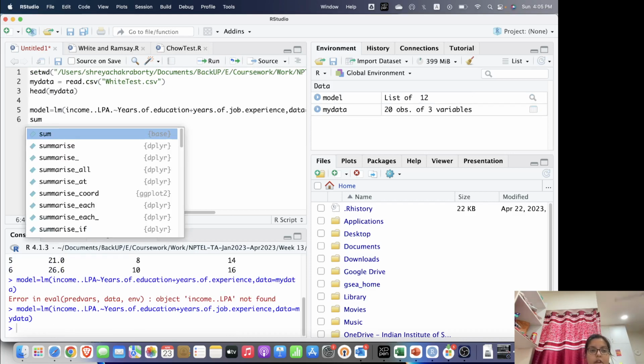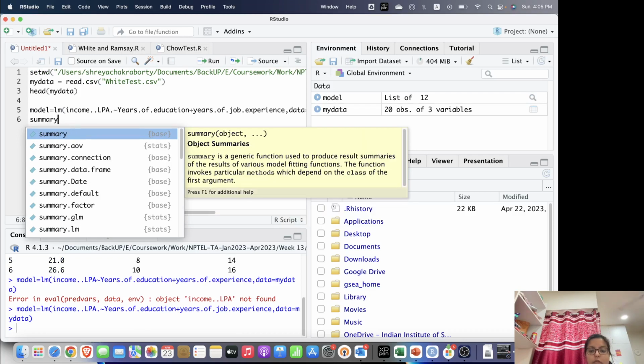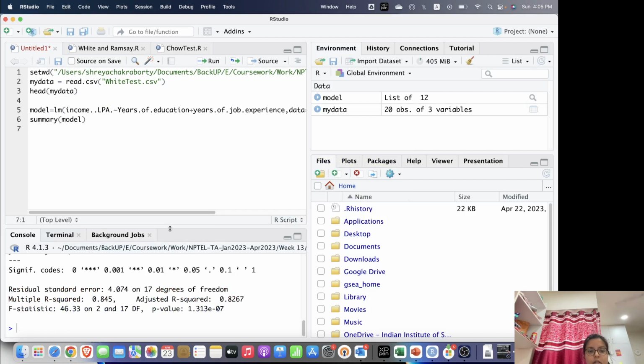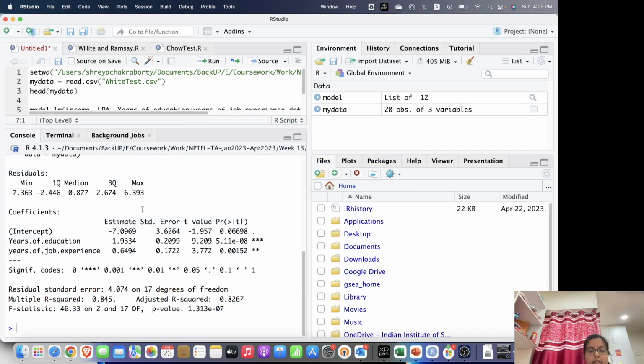I can get a summary of the model to find out the coefficients. So see, here I have the T statistic, and both years of education and years of job experience are highly significant. I have a high multiple R square value, and the regression overall is also significant because this p value is very low and the F statistic value is very high.